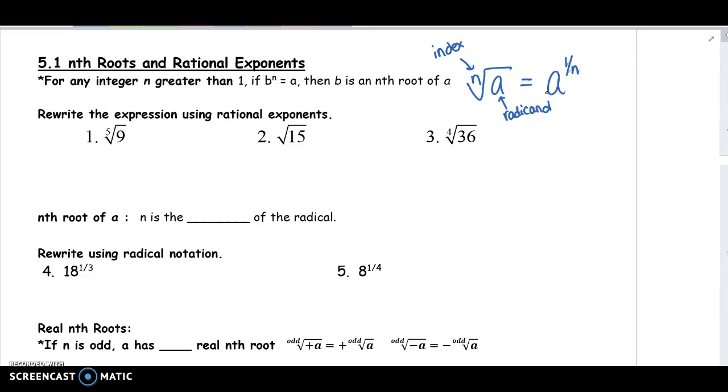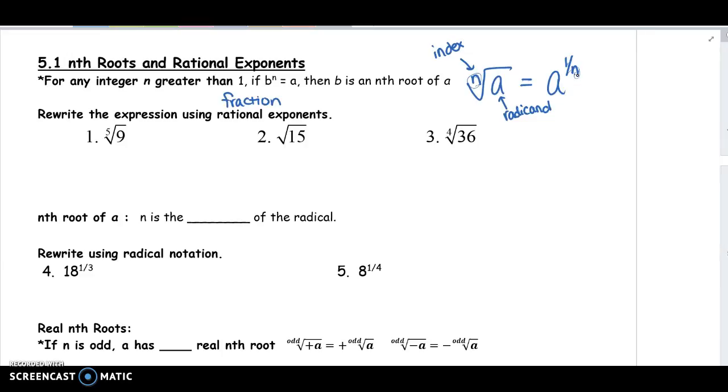When you rewrite it in rational exponent notation, rational exponent basically means that your exponent is a fraction. When you rewrite it in rational exponent form, the index from the radical becomes the denominator of the fractional exponent.